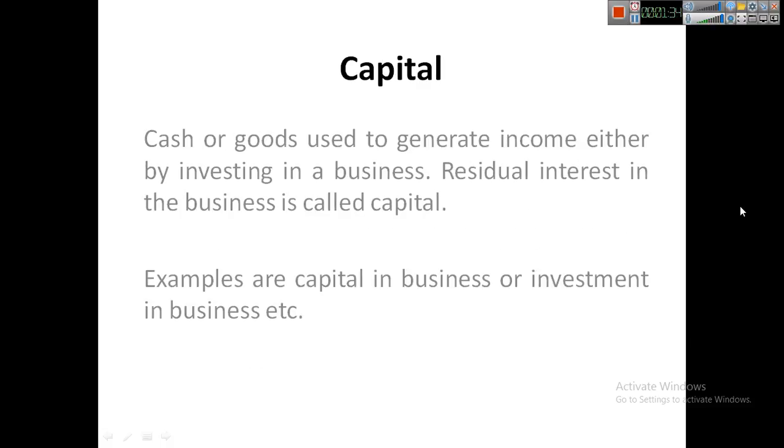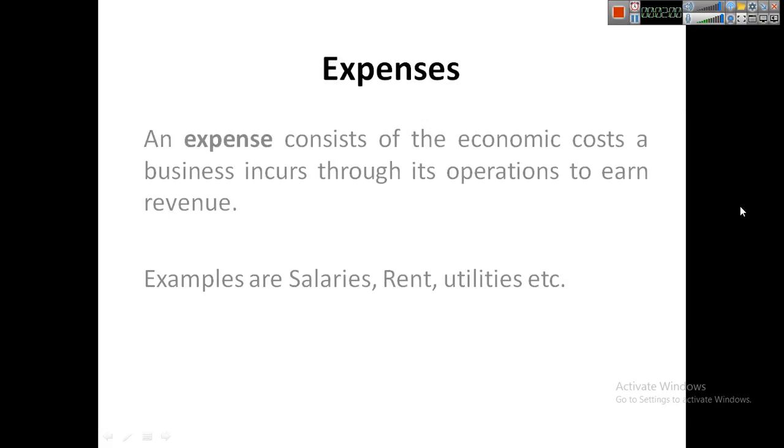Capital. Cash or goods used to generate income by investing in a business. The capital is actually the investment in the business, or you can say the residual interest in the business is called capital. The residual interest: if you deduct liabilities from assets, then you will get the capital amount. So the example is capital in business or investment in business, etc.